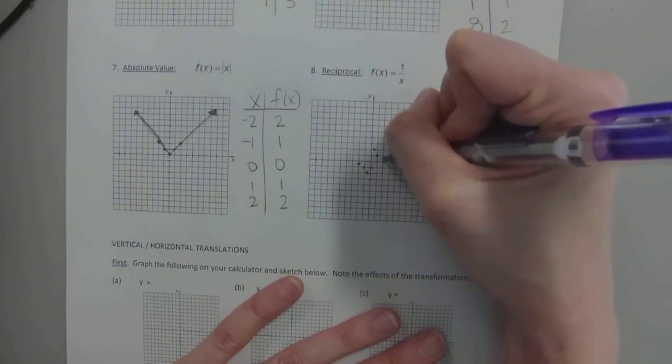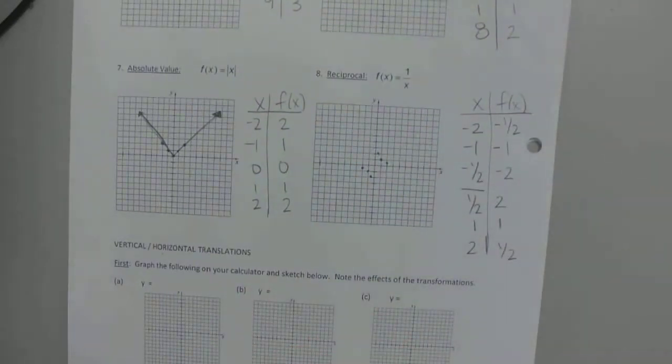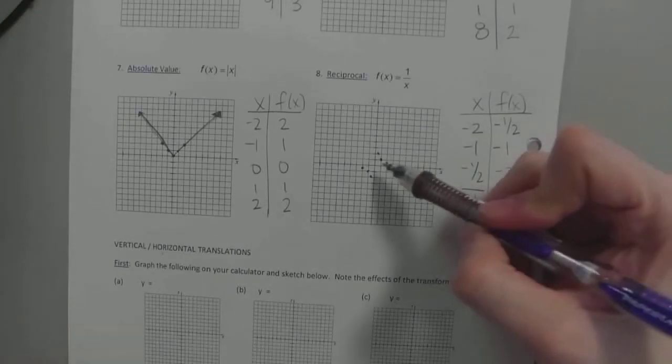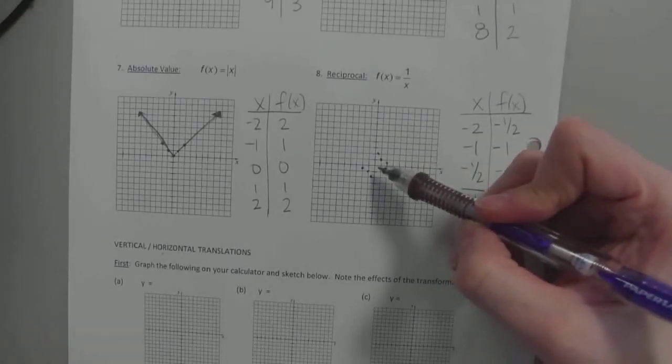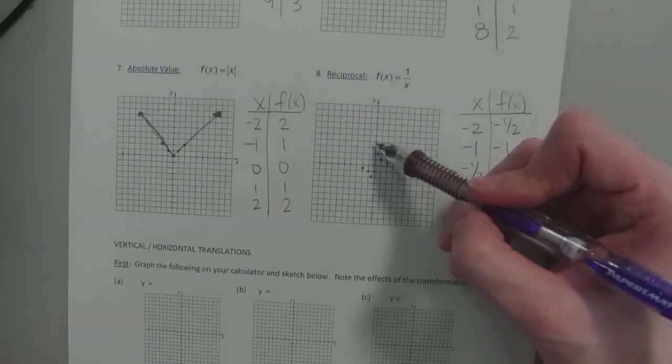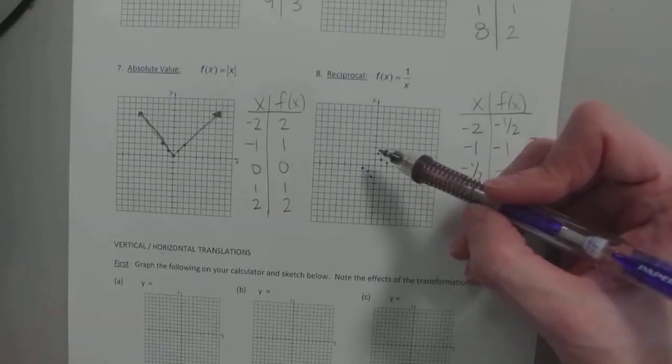At positive 1/2, we go up to 2. At positive 1, we're at 1. And at positive 2, we're at 1/2. Okay? And what it is, guys, it's a curve within your first and third quadrants that really hug the axes, okay? What do I mean by that?